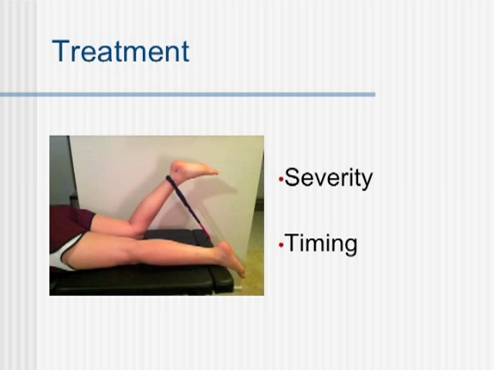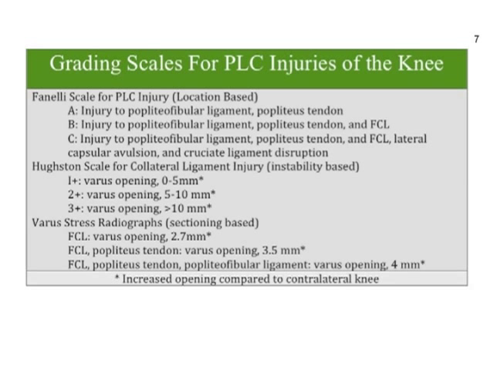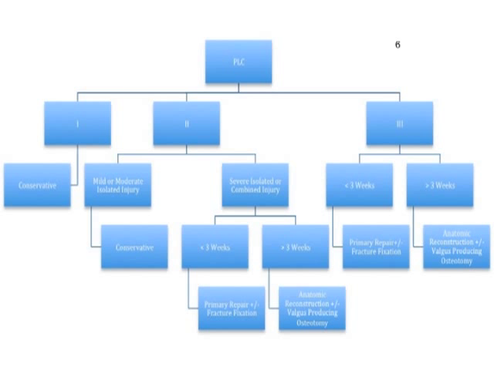Treatment, as with most things, is based on severity and timing. As noted before, there are different grading scales, and here are 3 other grading scales to be aware of. So here's a nice algorithm. You can see where conservative treatment is indicated with the grade 1 and the mild to moderate grade 2, and you can also see that it is important for the more severe grade 2 and all of grade 3 to have surgery within 3 weeks for better outcomes.